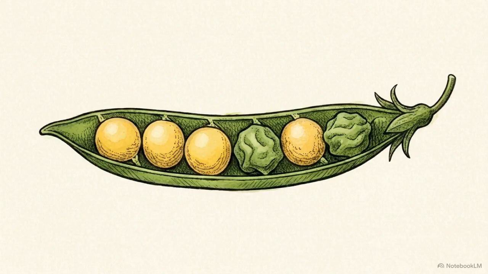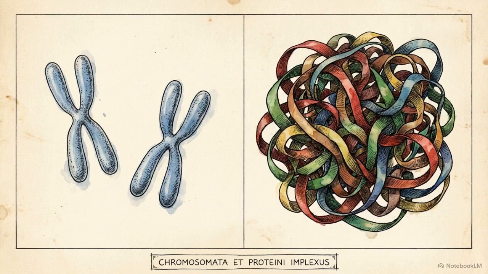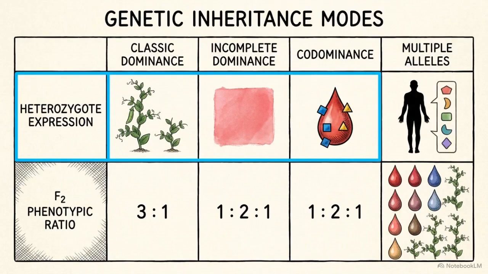Neither masks the other. The body produces both A and B antigens equally, creating the unique AB blood phenotype. In all of these cases, Mendel's core law of segregation remains intact. The homologous chromosomes separated perfectly during meiosis. It is the molecular translation of those alleles that shifted the final visible outcome. This table distills 3 modes of heterozygote expression: classic, incomplete, and codominance. Incomplete dominance forces a blended intermediate, while codominance guarantees equal expression. Injecting multiple alleles breaks these matrices, expanding baseline genetic variations across a population.